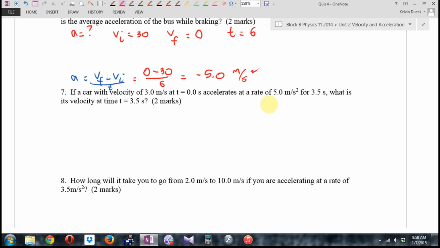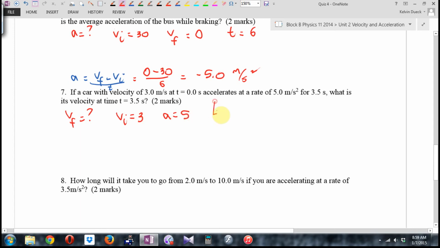What's number 7 asking me to find? VF equals question mark. VI, I think, is 3. A is 5. What's T? Good, I got VF equals VI plus AT. I got the VF by itself already. It's going to be 3 plus 5 times 3.5. Do that one in your head, Mr. Dueck. Sure. 5 times 3.5 is going to be 15 plus 2, 17.5, 20.5?